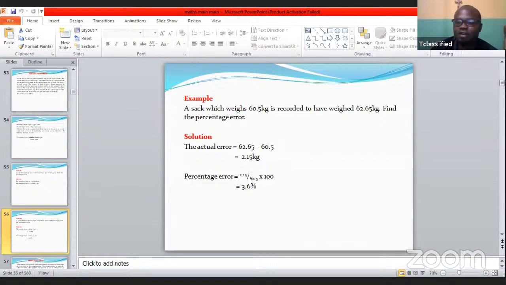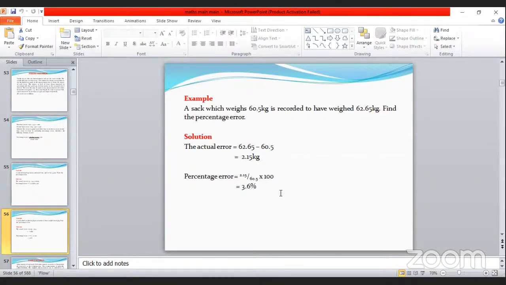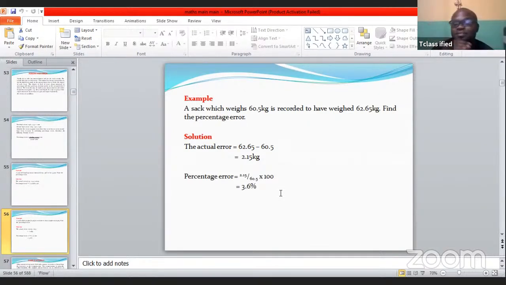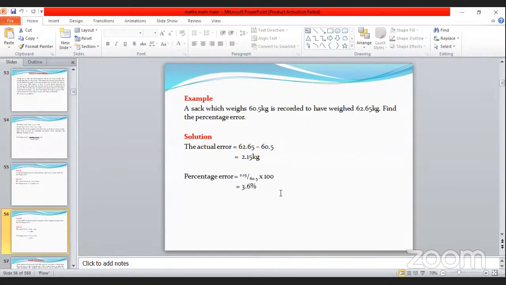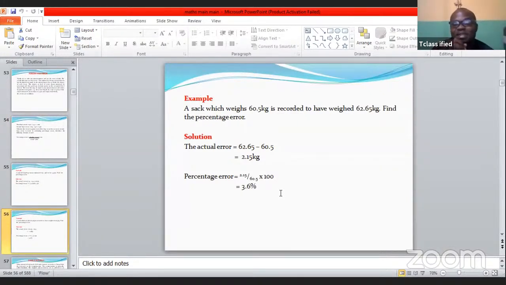So actual error all over actual length. Actual length is what? 60.5. So make sure you know the actual length, because that is the denominator. The denominator must be the actual length. So the error over the actual length times 100 over 1 gives you the percentage error. Oluwaseyi, are we clear on this? Yes, sir. Chika, can you understand this? You are doing percentage error.